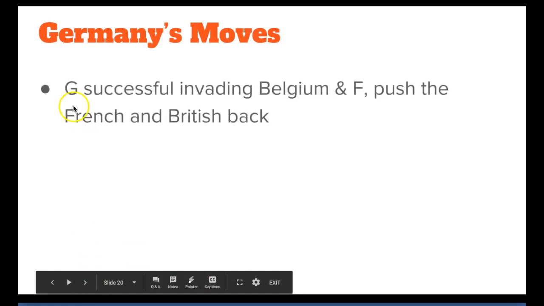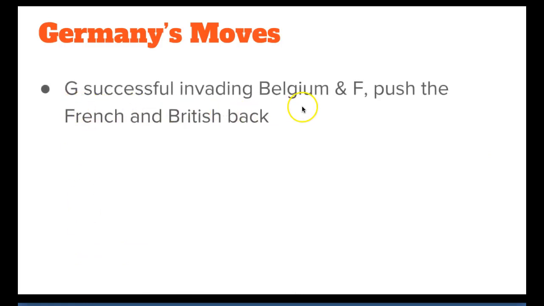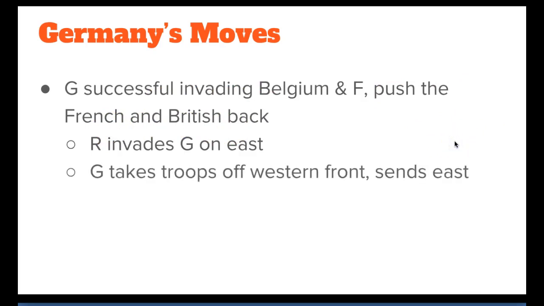Okay, so Germany is successful in invading Belgium. Well, no kidding. They're neutral. They didn't even know they were coming. So they invade Belgium, they get into France, and they are easily able to push the British and the French back. So when this happens, we have Russia, who invades Germany on Germany's eastern border. And when they do that, the Germans decide that they're going to take their troops off of the Western Front and they're going to send them east.